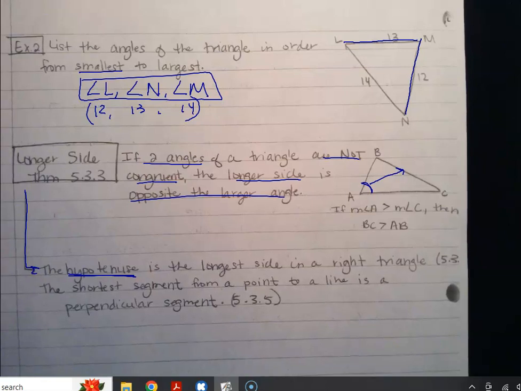And the other theorem that comes out of this is the shortest segment from a point to a line is a perpendicular segment. We've also talked about that, kind of. We haven't stated it, but we've talked about it when we did our orthocenter and our circumcenter, right? Because any point on that bisector is equidistant, so it's kind of the same thing. So any segment from there to the line is perpendicular.